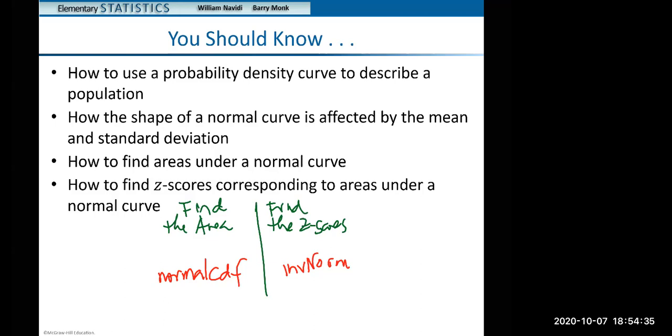And then for 7.2, since it's almost the same as 7.1, it's just the applications of the normal curve. We're changing our mean and standard deviation. You will also use this. Find the area, or if you see find the proportion, or find the probability, they're all the same. You have to use normal CDF. Find the scores or z-scores or x, meaning you have to use inverse norm. Okay? Any questions? Take note of that.